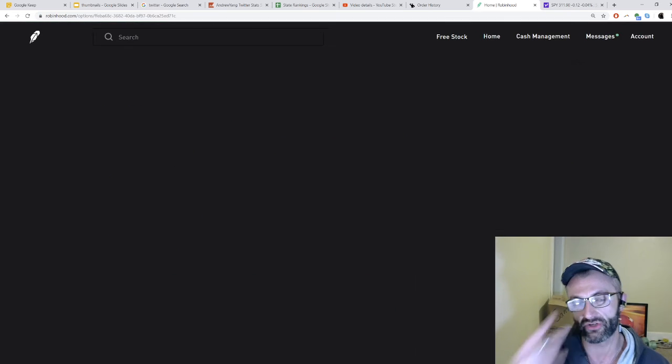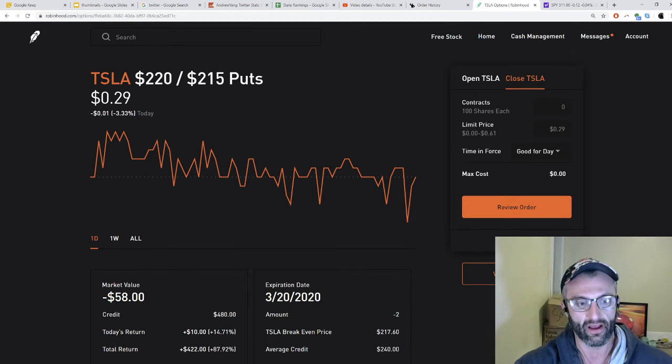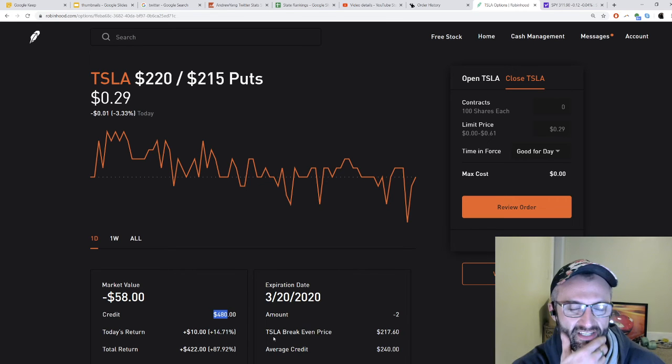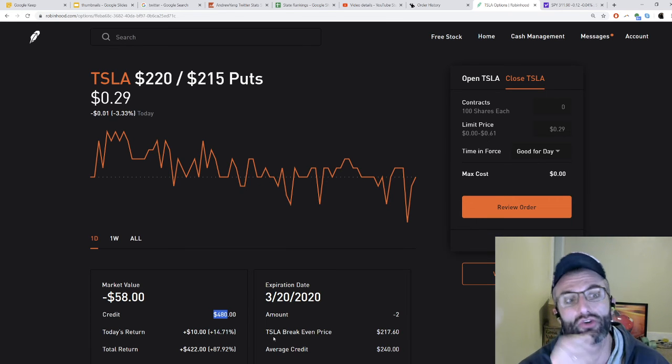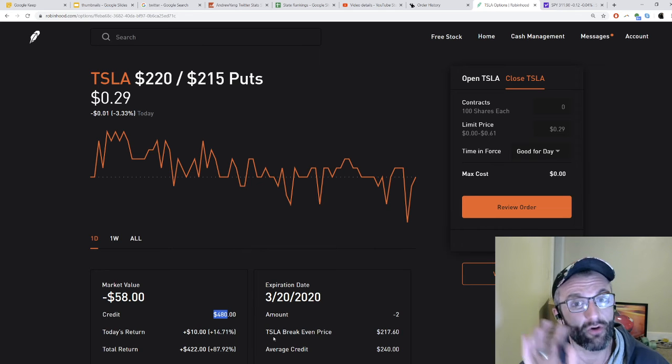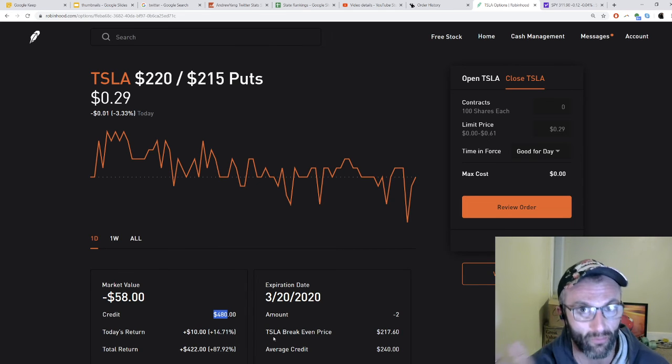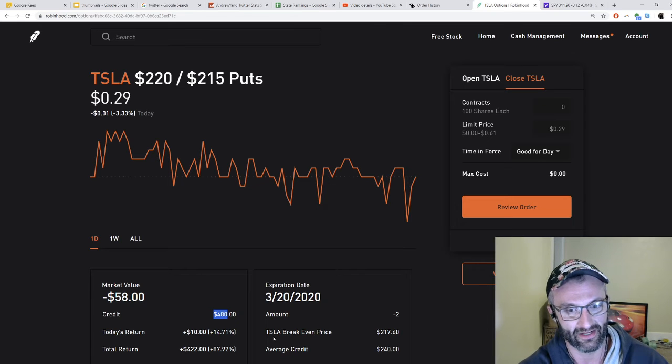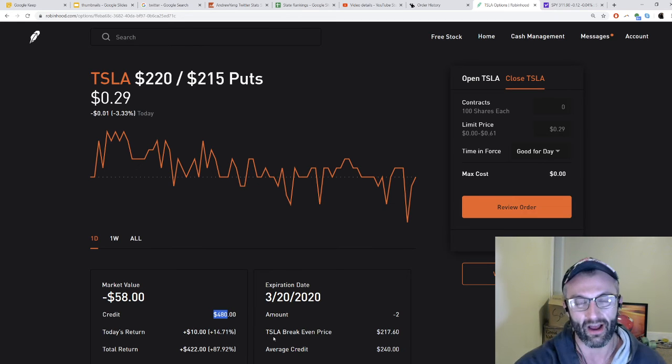The last position, I have two contracts open here. I sold this for $480. So what that means is, as you can see, this is 220 to 215. This is over $100 below where the market currently is. So I opened this up when the market dropped, I don't know, a couple months ago, I think. And I got almost $500 credit for it on two positions. So that's 480 times two, which is roughly $1,000, right? 960. So I got $960.